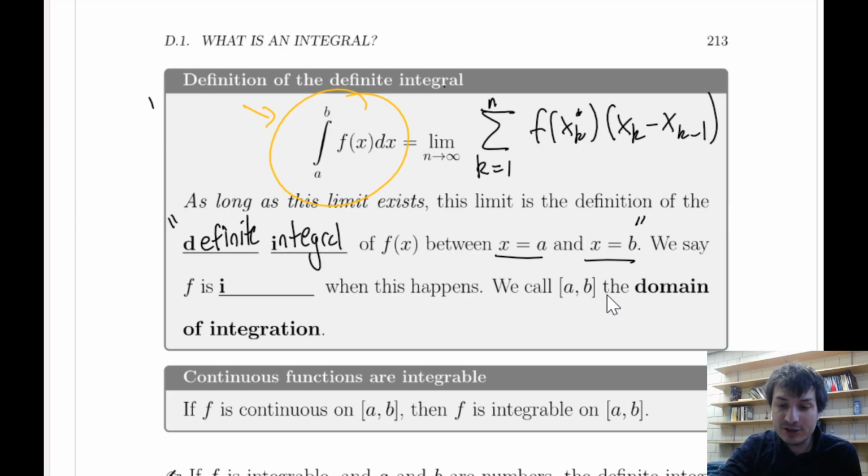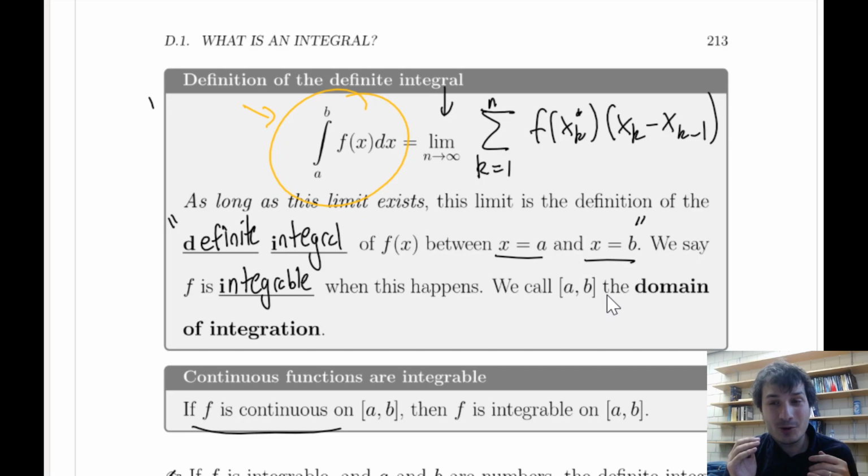When the integral exists, we say the function is integrable. Just like with derivatives, if the derivative, which was a limit, exists, we say the function is differentiable. For integrals, we say it is integrable. The interval from a to b is called the domain of integration. And here's a fact: all continuous functions are integrable. For derivatives, there were corners and things, so not every continuous function was differentiable, but every continuous function is for sure integrable. This is a hardish theorem to prove, but we're just going to take it as a fact in this class. So the limit always exists for continuous functions.